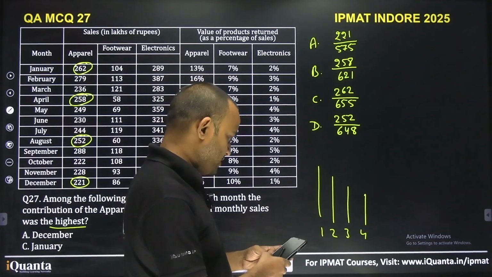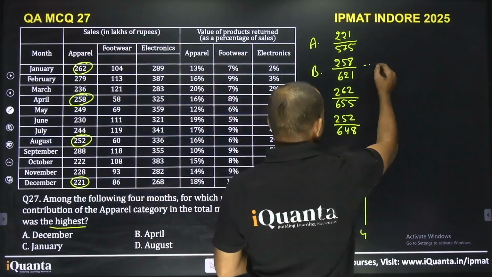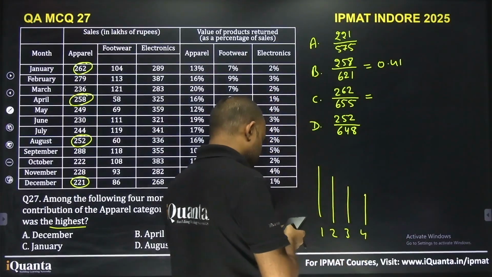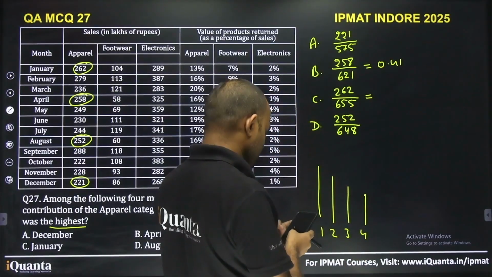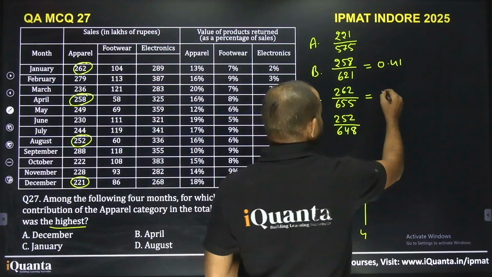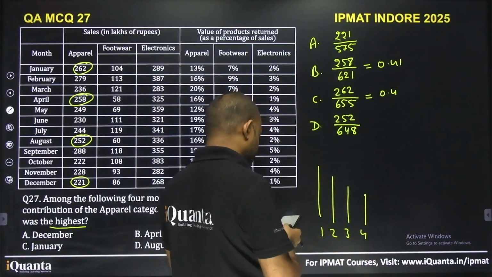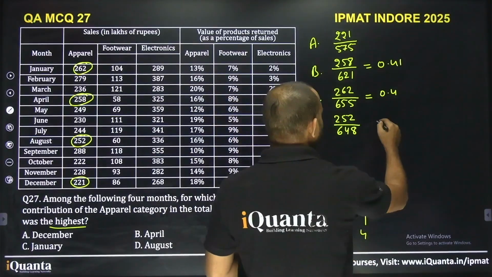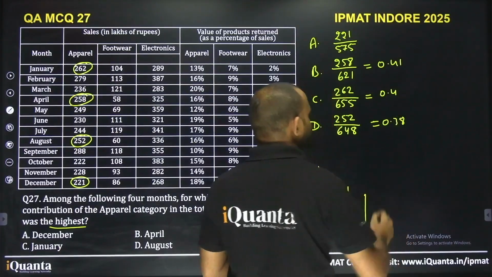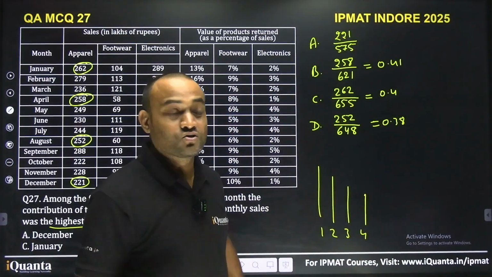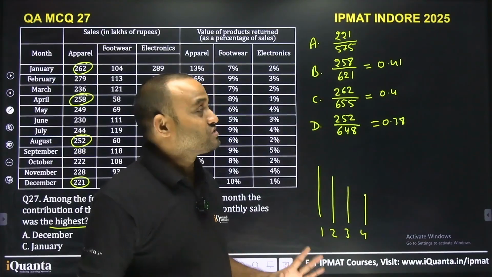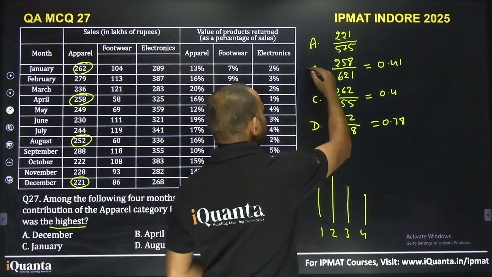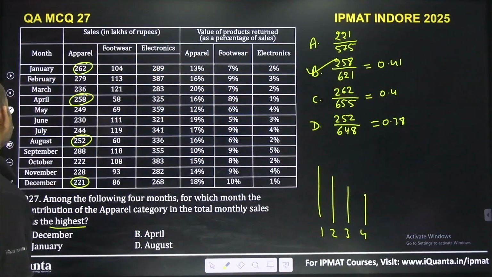258 divided by 621, it will be 0.41 or 41%. This one is 262 divided by 655, so this is exactly 0.4, and next is 252 divided by 648, which is equal to 0.38. So as you can see how close these values are. It will be madness if you are using approximation there, and even if you get it correct, it will take lots of effort. So option B is the correct answer for this question.